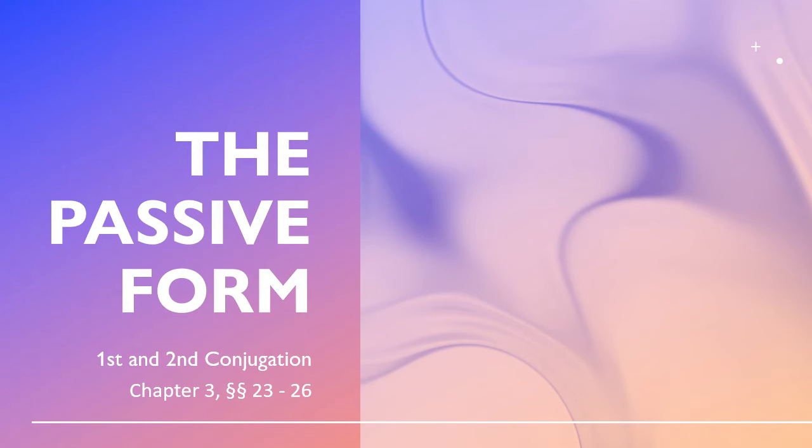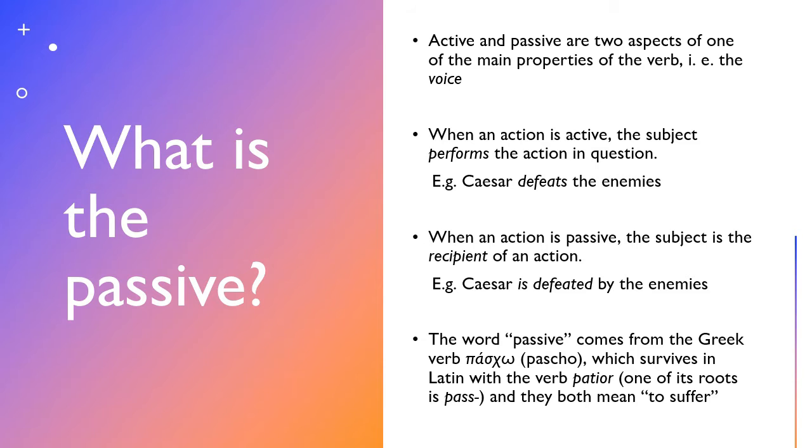Today we're going to talk about the passive form, which is a little difficult topic. We're going to talk about just the first and second conjugation, and this lecture will cover paragraphs from 23 to 26 of the textbook chapter 3. Okay, let us start. So, what is the passive?